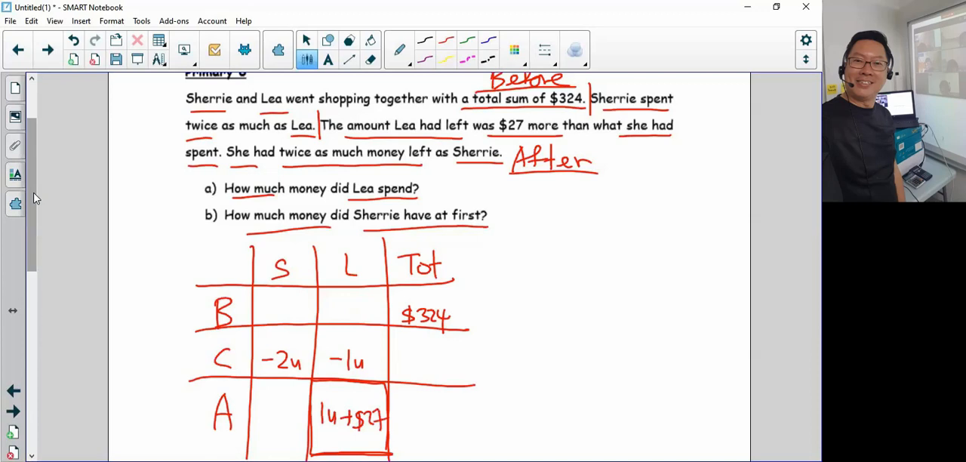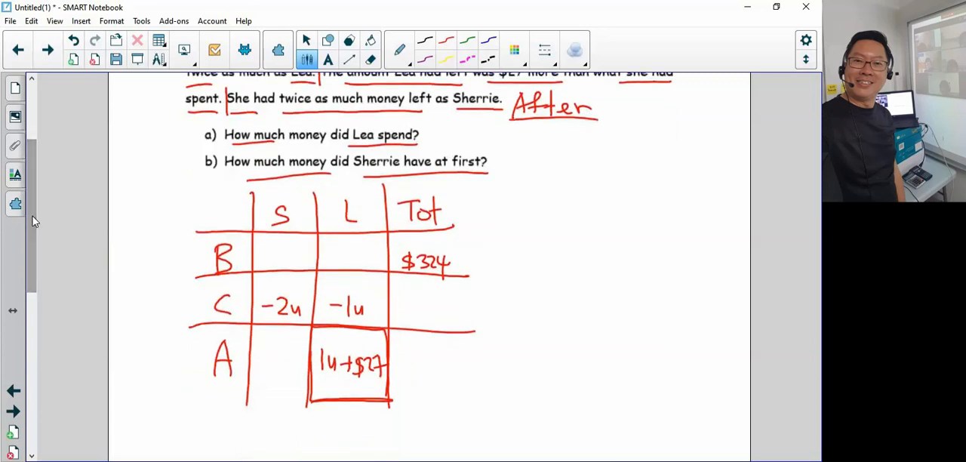Okay, the money that she has left. Continue reading. She had twice as much money left as Sherry. So Leah has twice as much left, which means that Leah has 2 times. Now we call them 2 parts, right? We can't call them units. We have to use a different term. So Leah has 2 times as much money left as Sherry, so Sherry has 1 part. Okay, got it? Yeah, so this is the after, right?